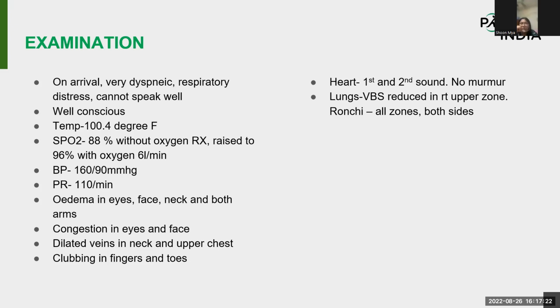On heart auscultation, first and second sounds can be heard, and there is no other sound, no murmur. On lung auscultation, bronchial breath sound is reduced in the right upper zone, and bronchi can be heard in all zones of both sides of the lungs.